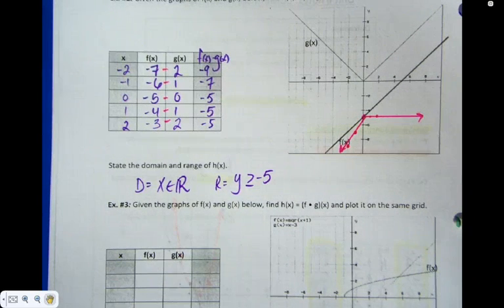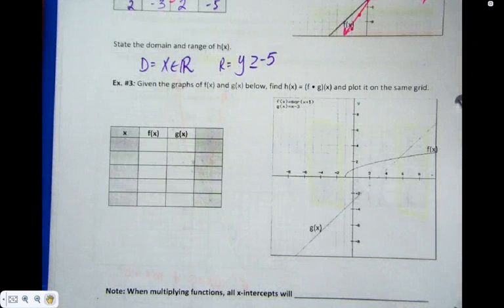Show me your thumb so far. How are you doing with combining? I'm getting this, I'm kind of getting this, I'm not getting this. Good. If you're here, that's okay at this point. We've done 2 examples. Let's do a multiplication. What kind of functions do we have here?